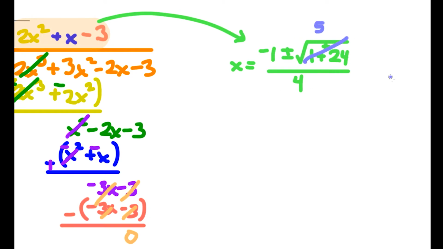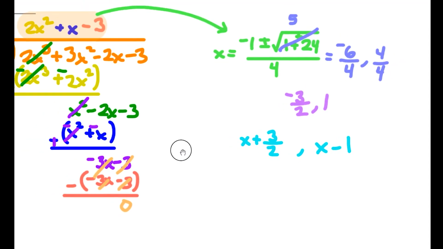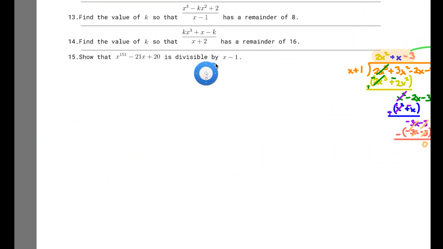So it's negative 1 minus 5 is negative 6 over 4. And then negative 1 plus 5 is going to be 4 over 4. So your two answers, and this should be negative. I said negative and didn't write it down. And then your two answers should be negative 3/2 and 1 for the solutions. The problem says what are the factors for it. So I'm going to have to write this in factored form just to make sure that it matches. So I'm going to rewrite this as x plus 3/2 and x minus 1. Okay, so those are the other two factors here.